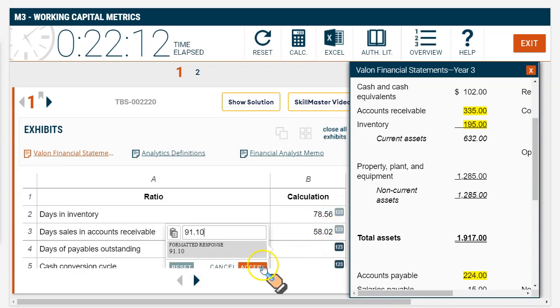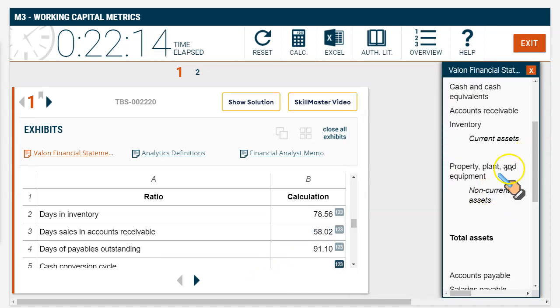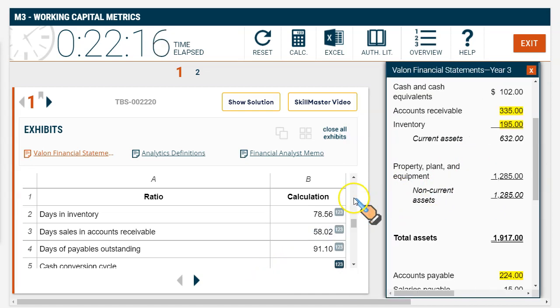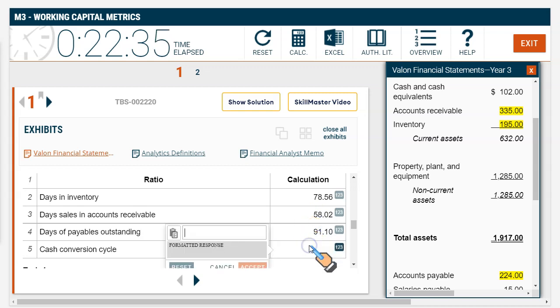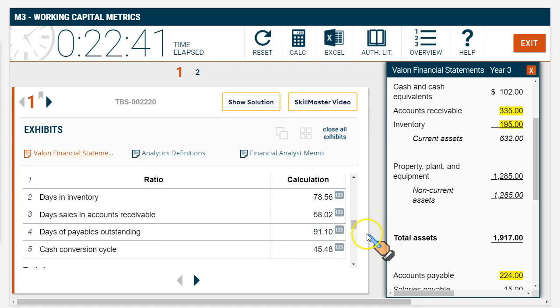91.10, and there you go. In the end, you just need to net these off: this plus this, days in inventory and days sales in accounts receivable, that's your operating cycle, and from this if you deduct the days of payable outstanding, that will give you the length of your cash conversion cycle. If you add up the above two and deduct 91.10, what you get is 45.48, and that gives the answer to your task 2.